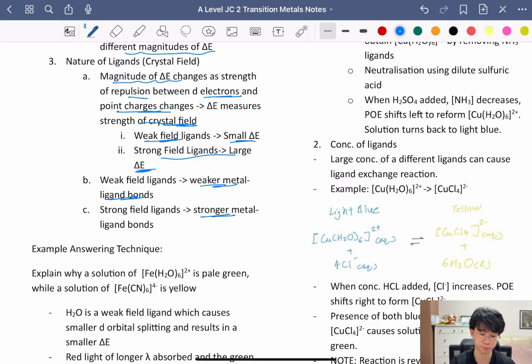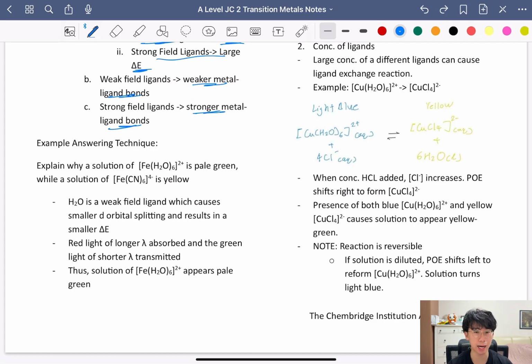A common question that's asked is explaining why a solution of a complex is a certain color while the solution of another complex is a different color. You just have to understand that this is because of the difference in the strength of your ligands. Now, you just have to compare that one ligand, for example H2O, is a weak field ligand and therefore results in smaller d orbital splitting and smaller delta E, giving rise to a certain wavelength being absorbed and therefore a certain wavelength being transmitted for light.